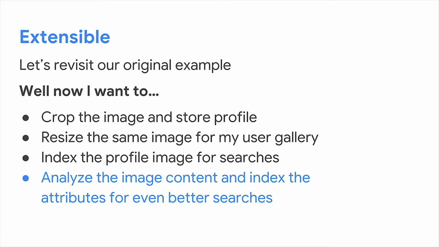And then it's also very extensible. So let's go back to that original example. We were already bursting at the seams with complexity when we just had 3 steps. Now let's say I want to add a fourth. Let's say I want to actually extract information out of the image. I don't want to just take the metadata that you've provided. I want to see what's going on in the image. Maybe I want to make it a visual search. And then I want to index those attributes for even better searches. So how could I do this?